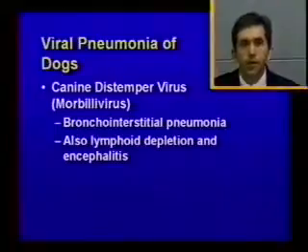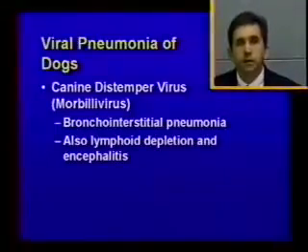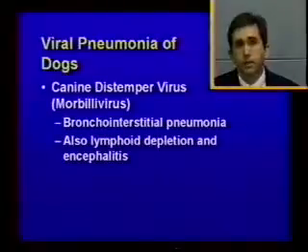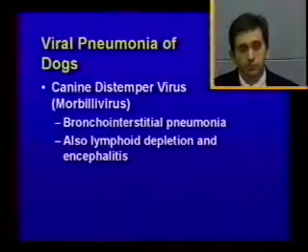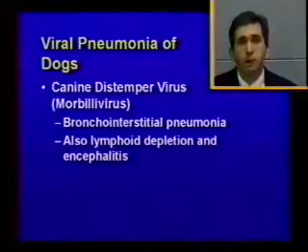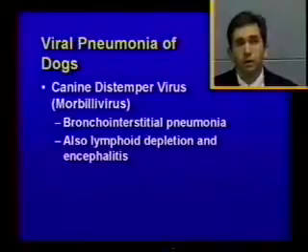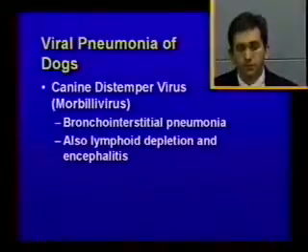The most common pneumonia that we see in dogs would be that caused by canine distemper virus. The etiologic agent for this disease is the canine morbillivirus, known as canine distemper virus. It causes a bronchointerstitial pneumonia, and from that we should know that the virus infects both the bronchiolar epithelium and the alveolar epithelium and causes injury to both.